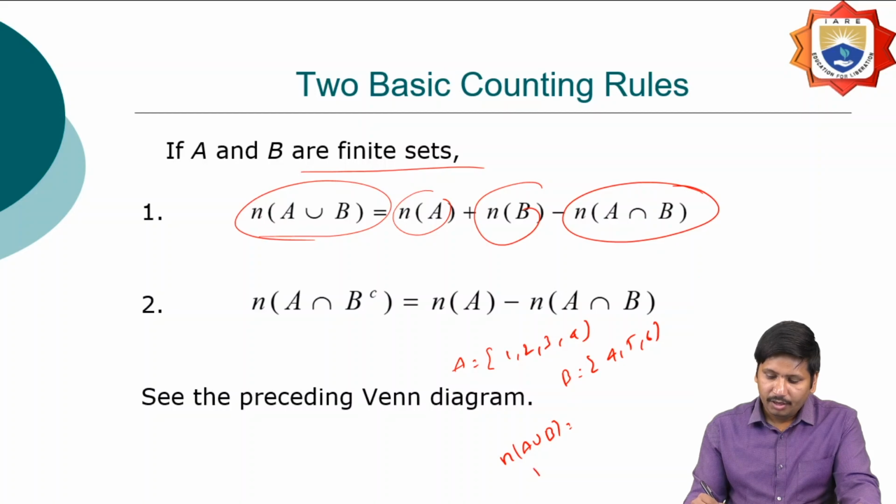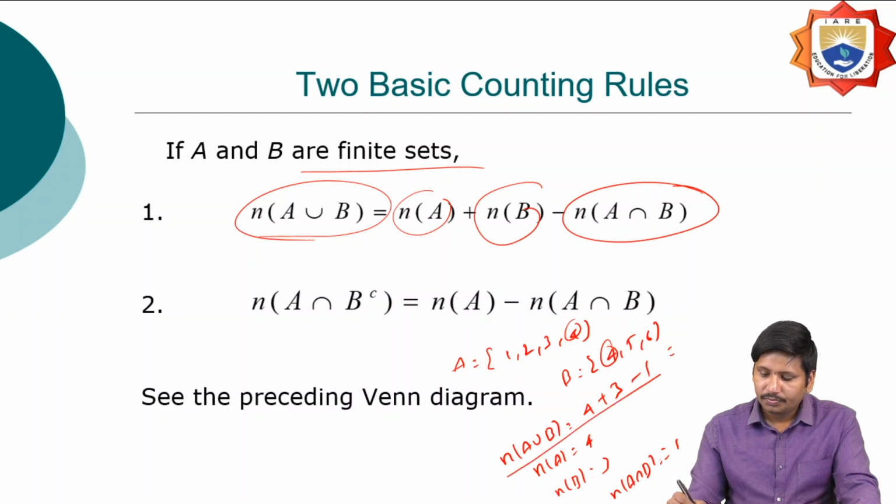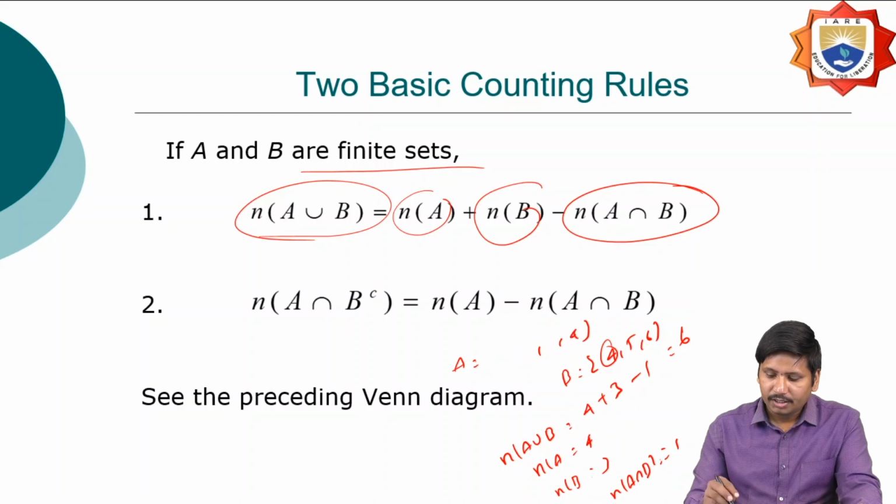So n of A union B, how can I write? What should be the n of A? How many elements? 4, and n of B is 3. So according to the equation, n of A is 4 plus 3. What should be the A intersection B? Which are common in both? 4, only 4. So 1. So minus 1. So what should be the total? It should be 6. Okay. So like this, we calculate the cardinality of A union B.